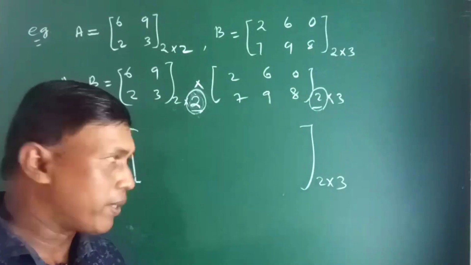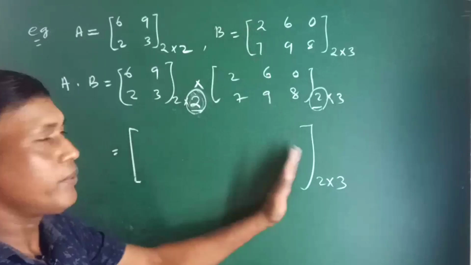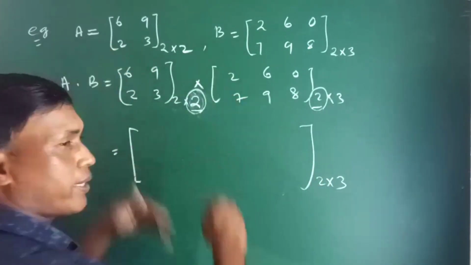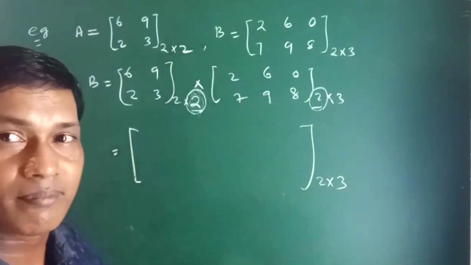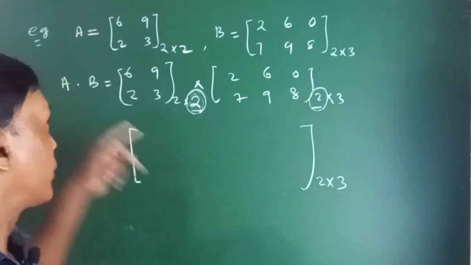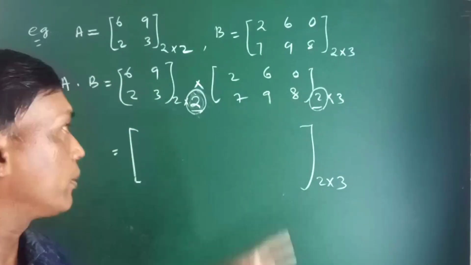That means we have to multiply rows of first matrix with columns of second matrix. Every row is to be multiplied with every column. हर एक रो को हम हर एक कलम के साथ मल्टीप्लाई करेंगे. सब रो सब कलम के साथ मल्टीप्लाई होगा. Every row will be multiplied with every column.